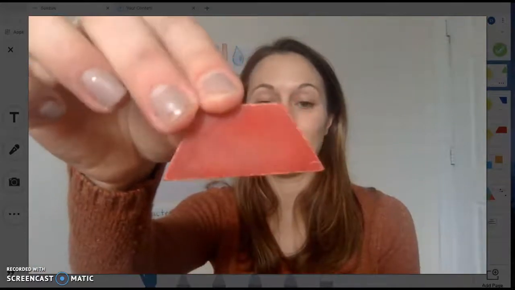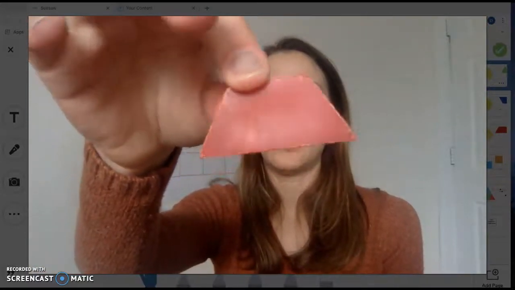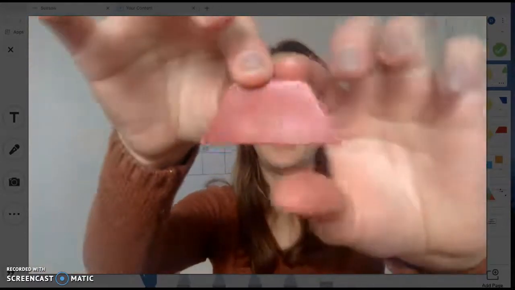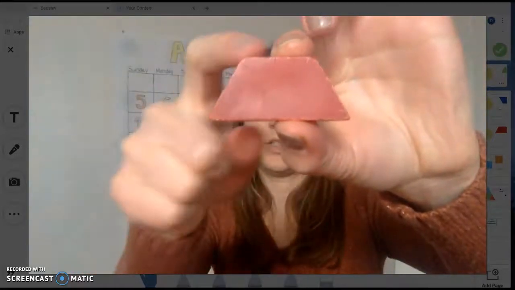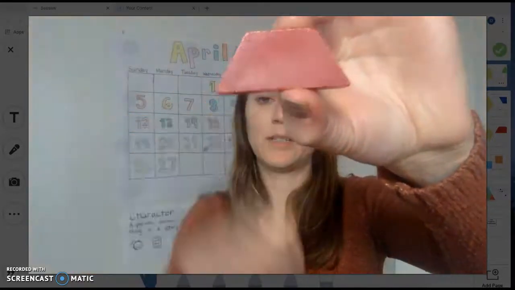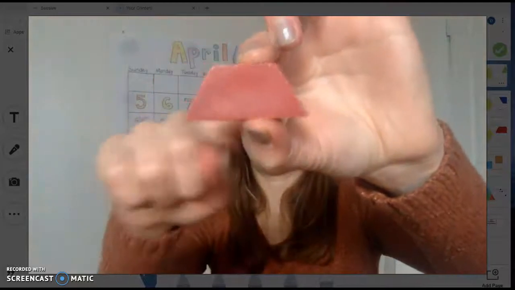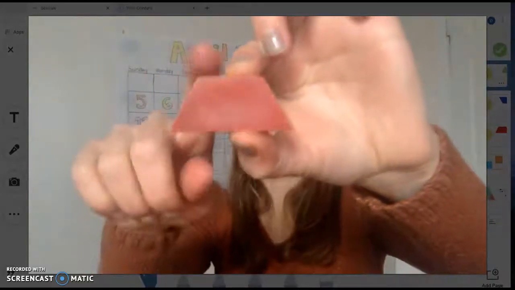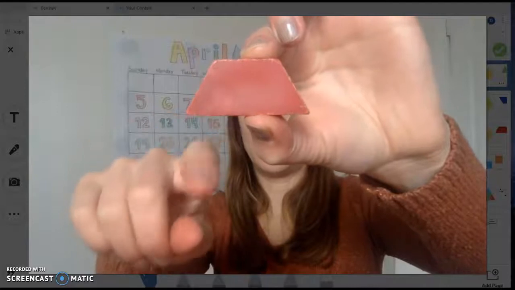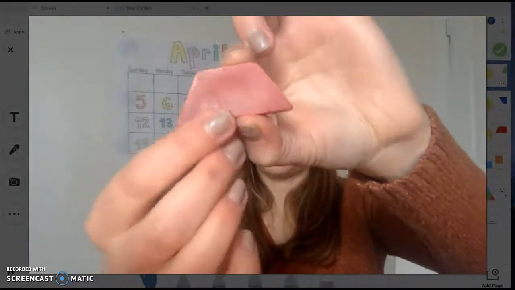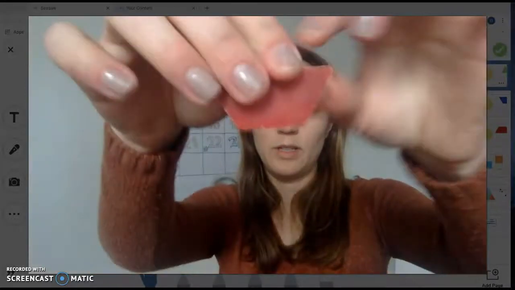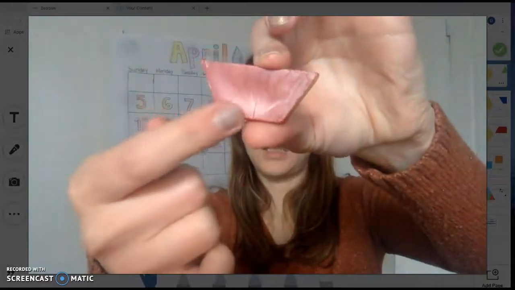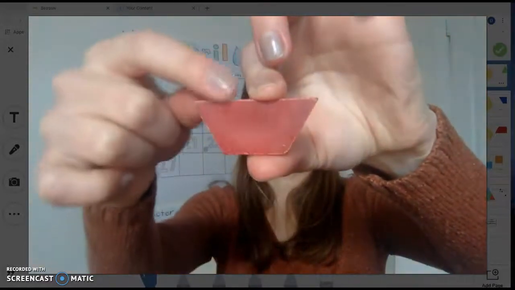What about this shape? This is called a trapezoid. I know trapezoids have 1, 2, 3, 4 sides and 1, 2, 3, 4 corners. One side is always shorter than the other, so it doesn't matter if I have it this way or this way. One side is still shorter or smaller than the other side.